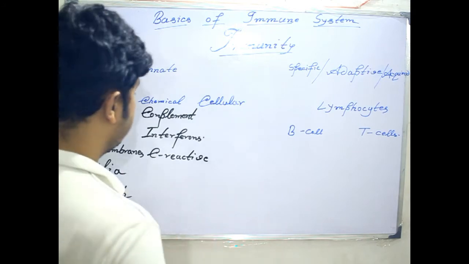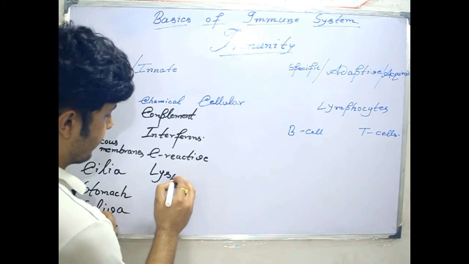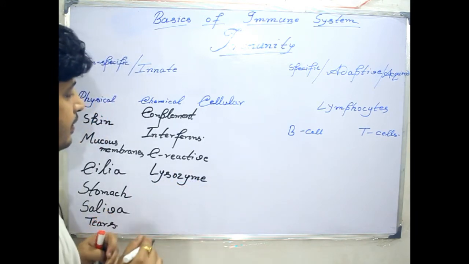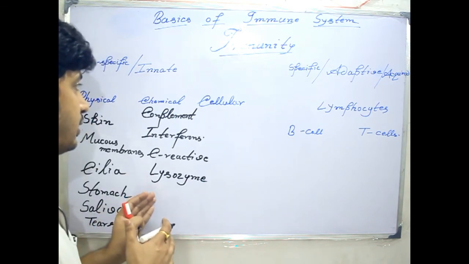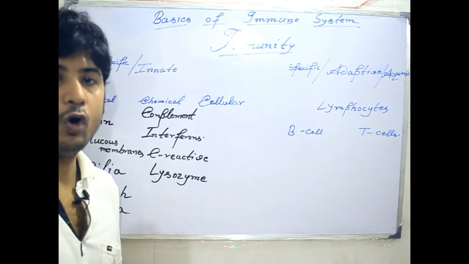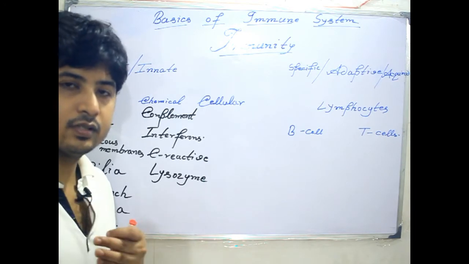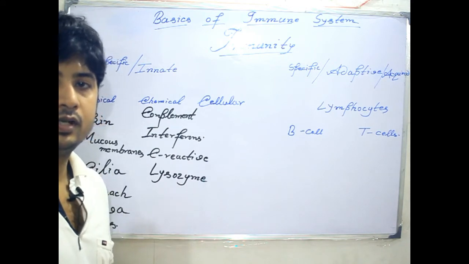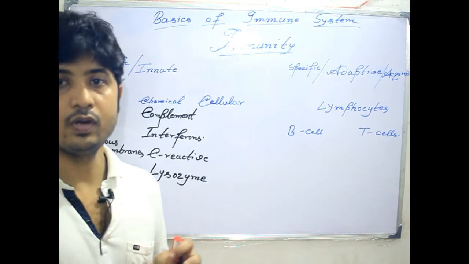C-reactive proteins, I will tell you in detail. So lysozyme, these are a few of the chemical barriers, present in soluble form all over the body. It is dissolved in the blood and just roaming around peripherally in all of your body parts. You can say it is searching for the pathogen to attack.